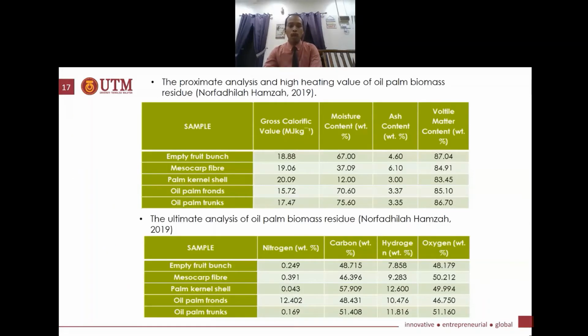So here we'll have the proximate analysis and high heating value of oil palm biomass residue, and the ultimate analysis of oil palm biomass residue.